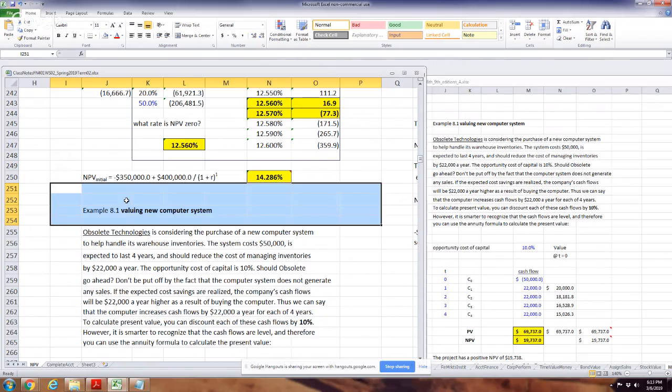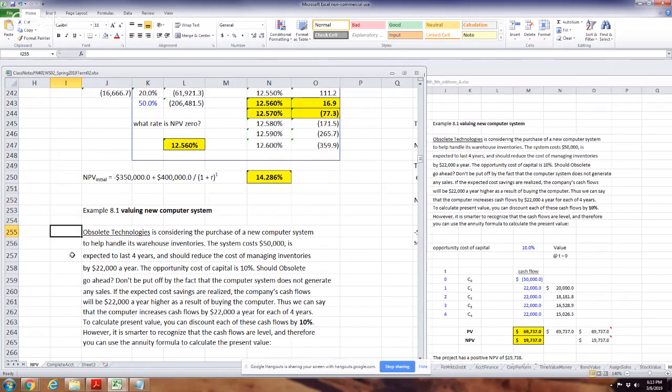It says the system costs $50,000, is expected to last 4 years, and should reduce the cost of managing inventories by $22,000 a year. Now, you have to look again. You're looking at things as the Western world looks at it. Saving $22,000 a year is like making $22,000 a year, but you don't actually have it from an outside source. You're just not spending what you already had. So that's how the Americans in the West in New York City look at these things. So that's really what that means.